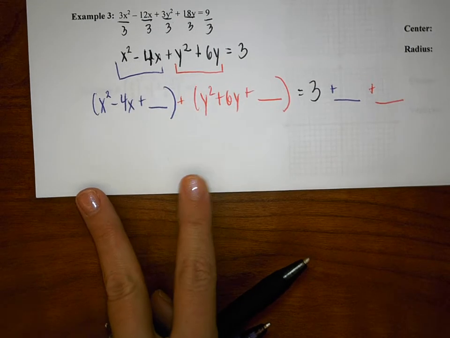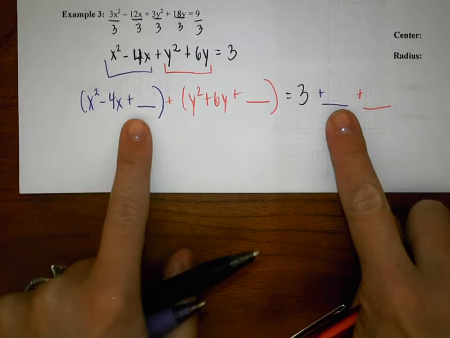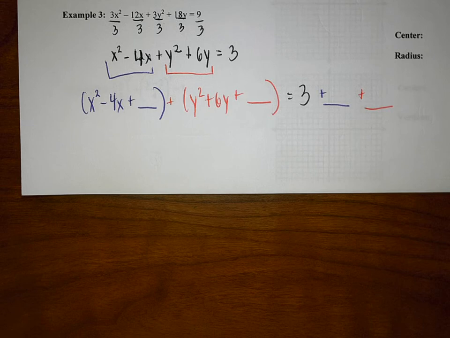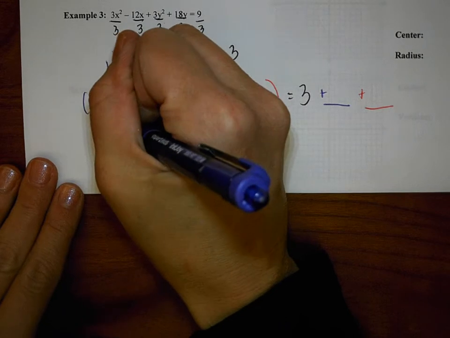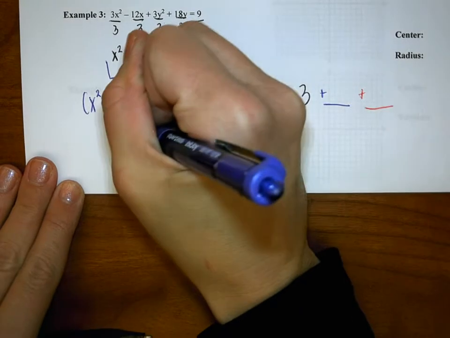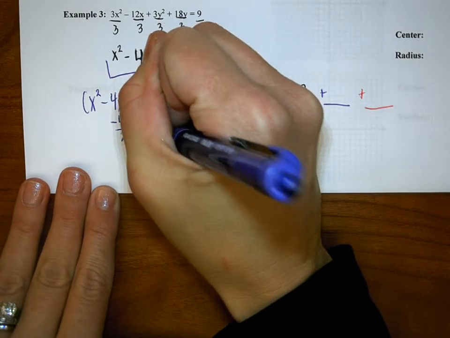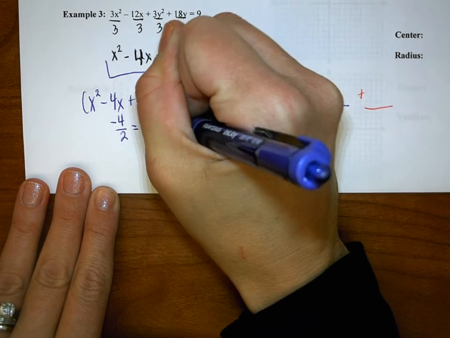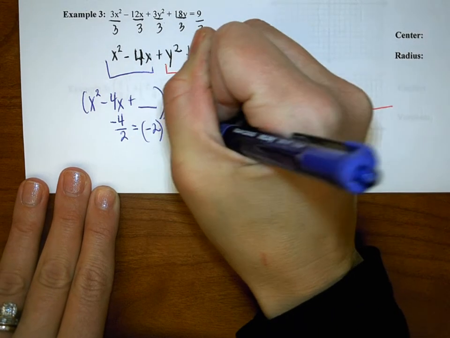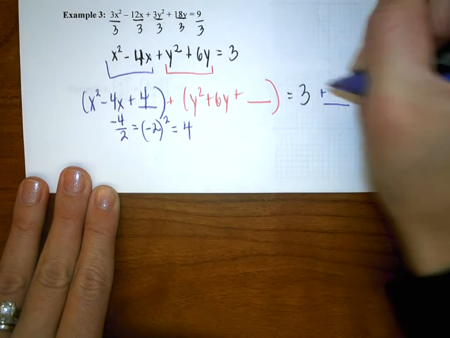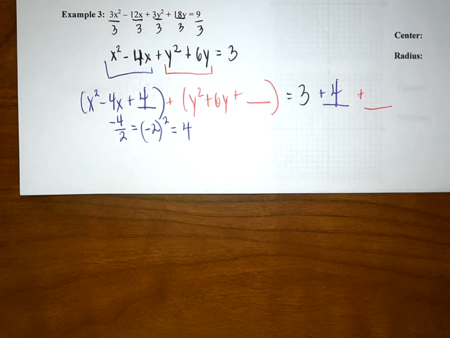And I'm just using different colors right now so that you can see why I have the 2 blanks and which one goes with which. Okay, so we're going to complete this square for the x's. What will I do? Good. -4 divided by 2 is -2, and -2 squared is 4. So 4 goes in each of my purple blanks.